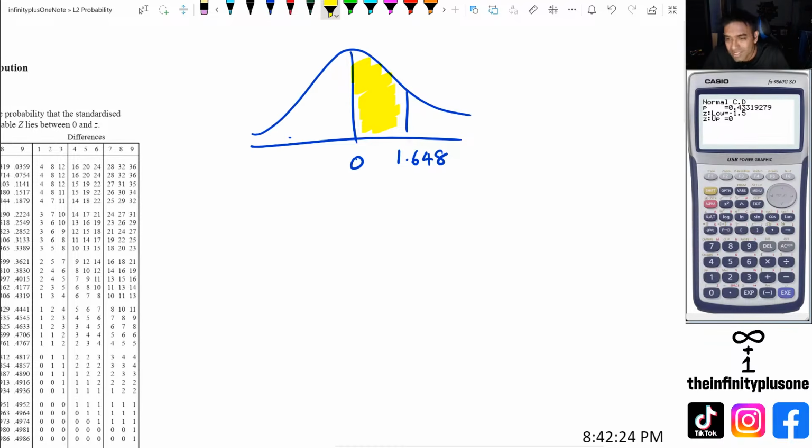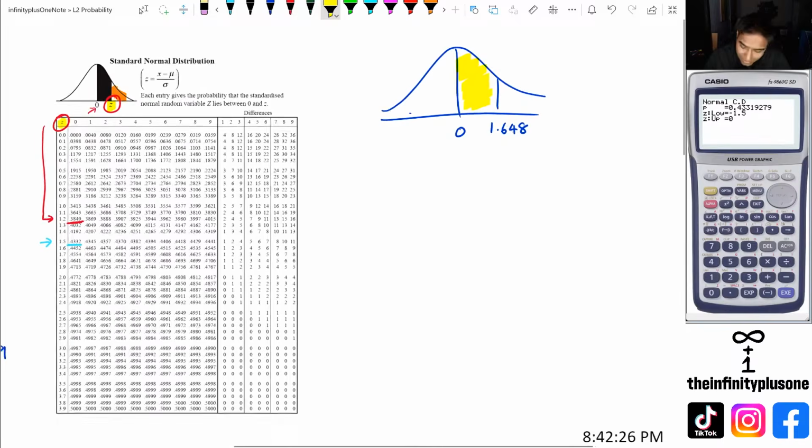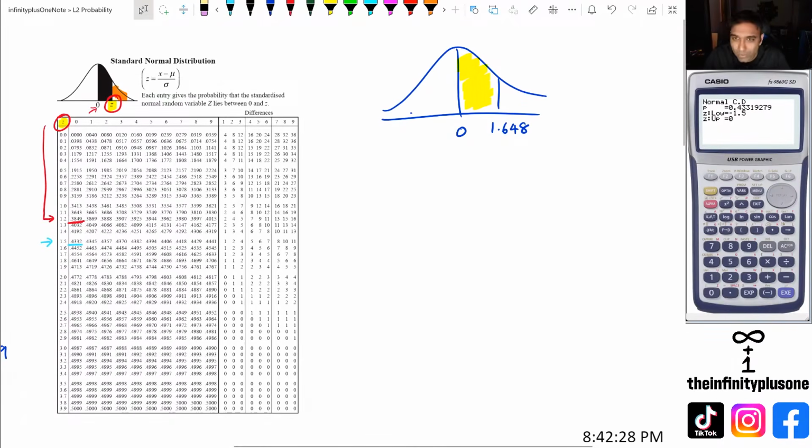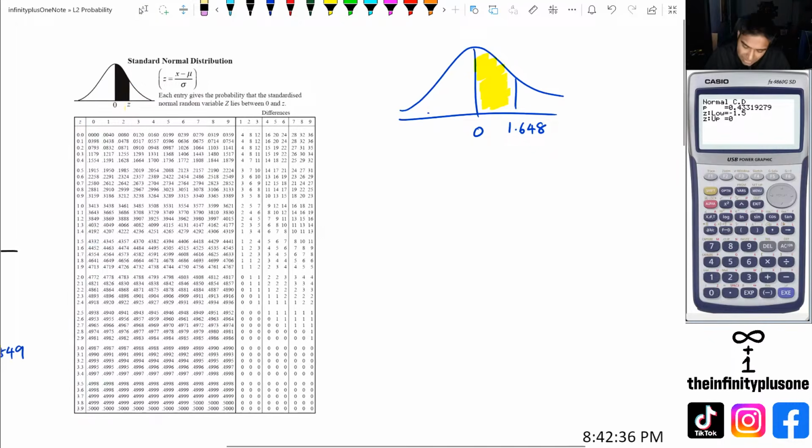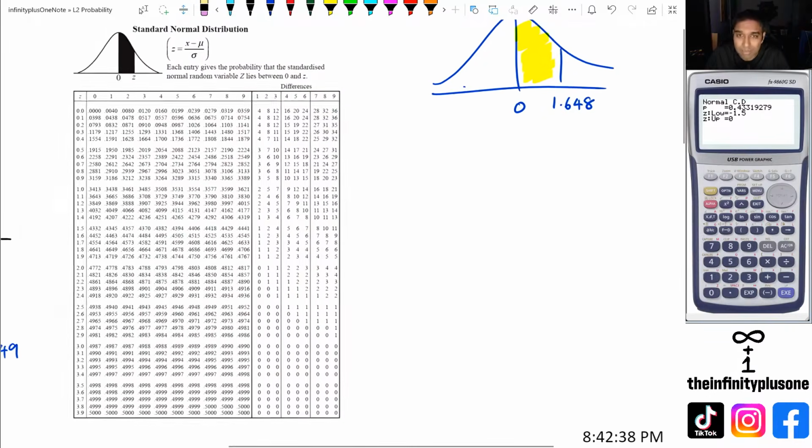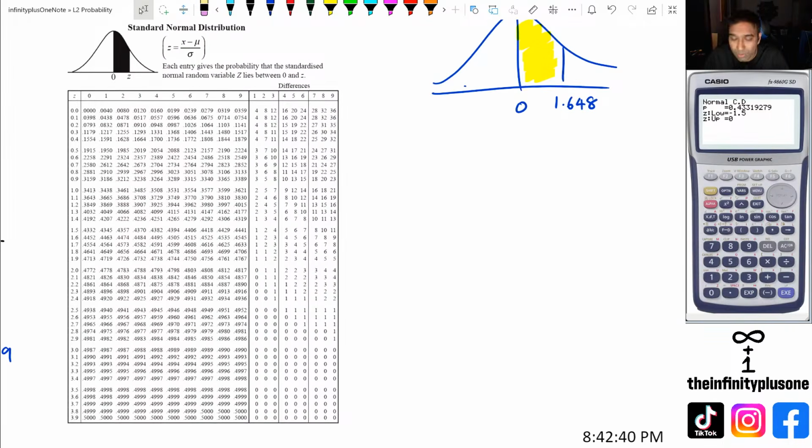But in some ways, it's kind of fun as well. Like, I kind of love figuring it out. So how do we do 1.648 on a table? I'm going to get rid of all of this. So if I want to figure out the probability of between 0 and 1.648, this is the work that I have to do. I'm going to do a couple of extra steps, so bear with me, all right?